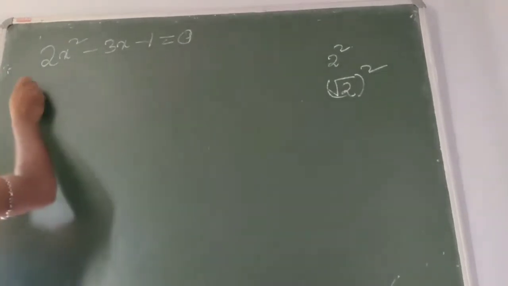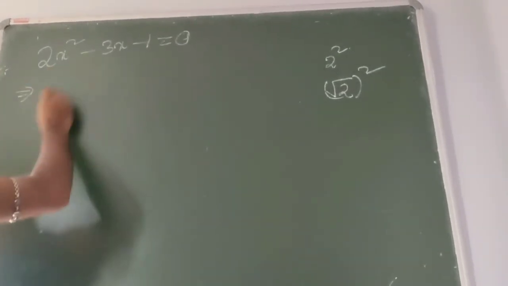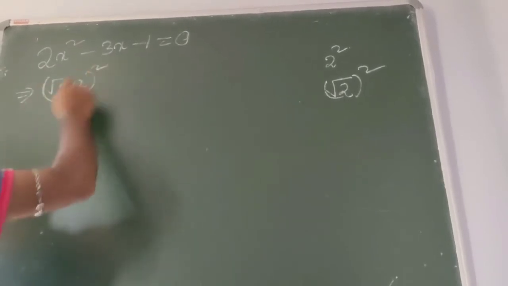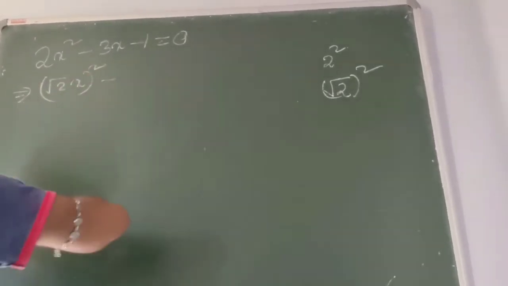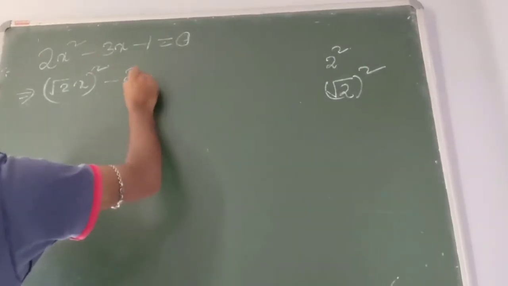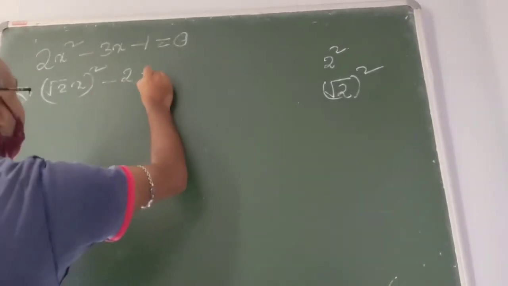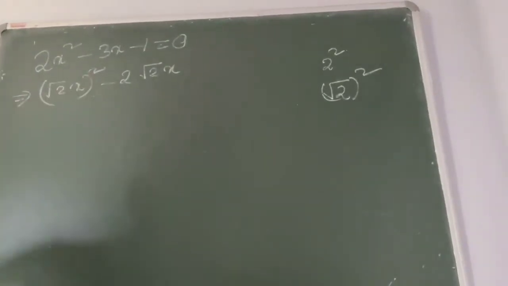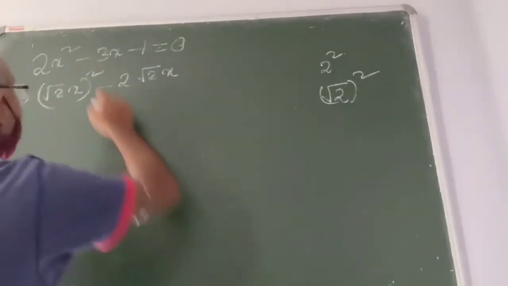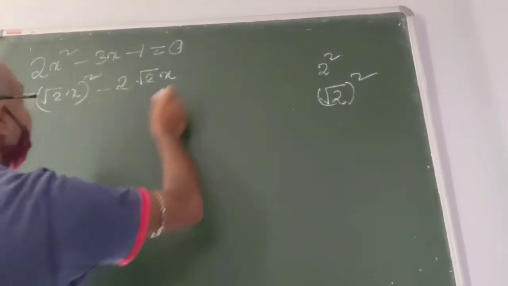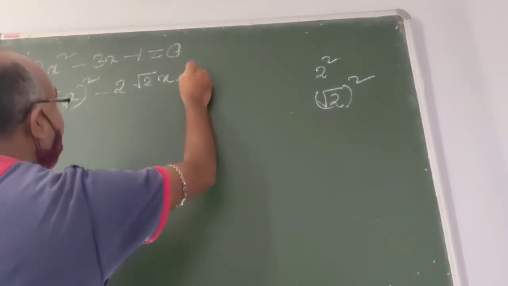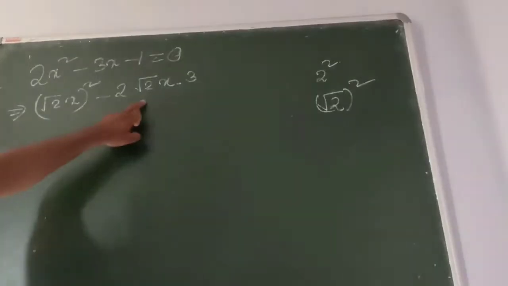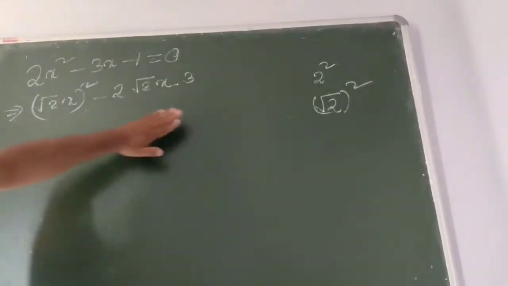So, what I can write here is root 2x whole thing square. So we got our a square minus twice ab. Twice is 2. A is our root 2x. Now 2 root 2x, but actually here it is minus 3x. So what I want? Minus is already there. 3x. So I want 3. X is already there. Okay, 3x I got. But what about this 2 root 2? 2 root 2, I have to cancel it.